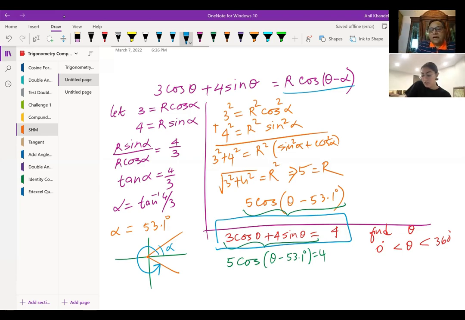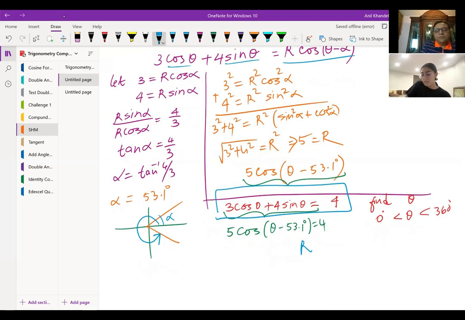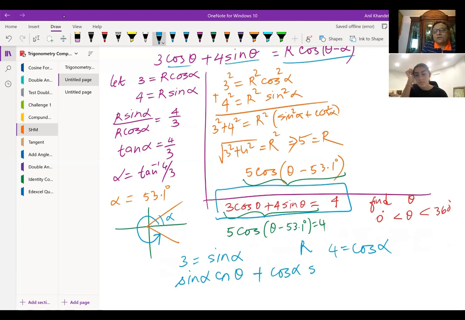We could have written this as r sine, because it was cos, we could have made a substitution. Let's go for another substitution. If I substitute 3 as, let us say, sine alpha, and 4 as cos alpha, then what do I get? I get sine alpha cos theta plus cos alpha sine theta. Is that okay? Now that is of the form of sine of alpha plus theta, right? So then you solve this equation, I mean r times that. So then you will be solving a sine equation.